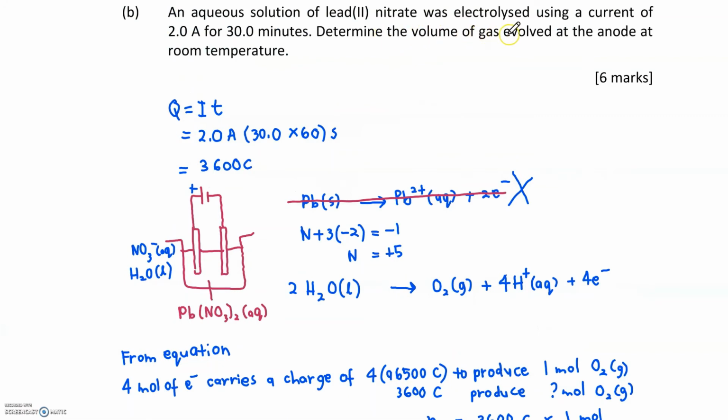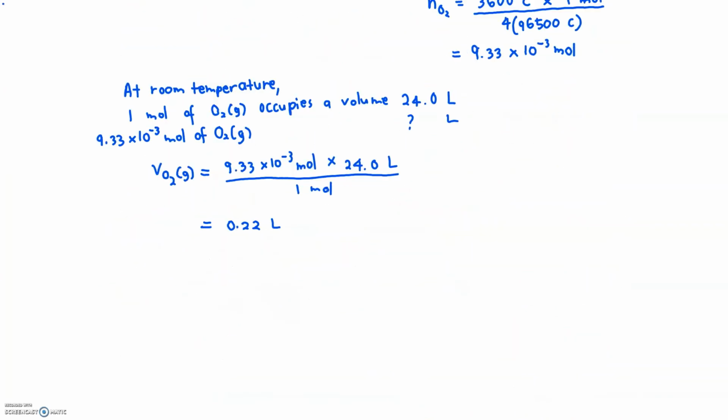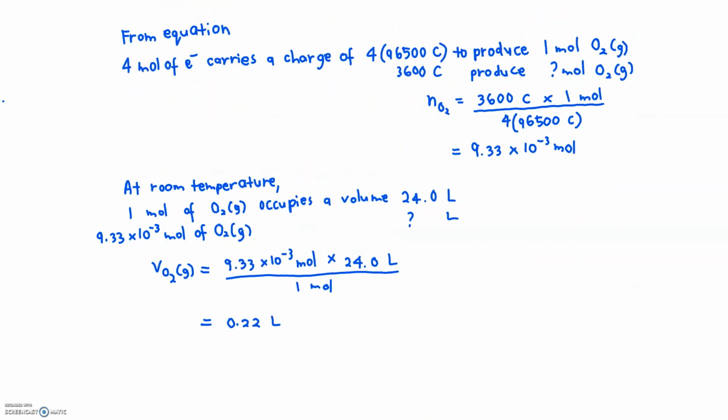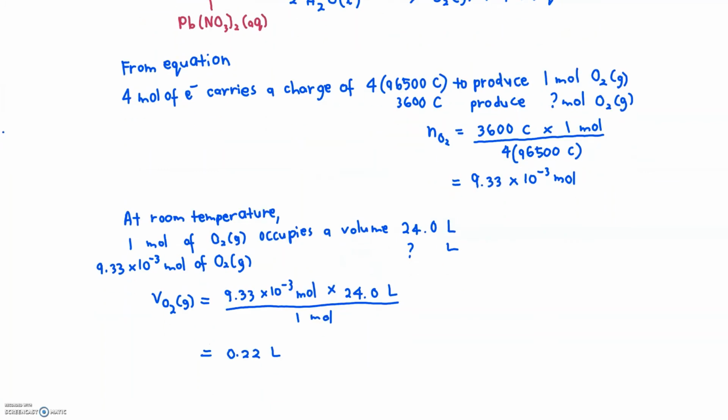The volume of gas is collected at room temperature. So at room condition of 25 degrees Celsius and a pressure of 1 atm, 1 mole of any gas occupies a volume of 24.0 liters. So this is the actual amount of oxygen gas produced. So then we can figure out the volume of oxygen gas, or we can also use the ideal gas equation of PV equals nRT.